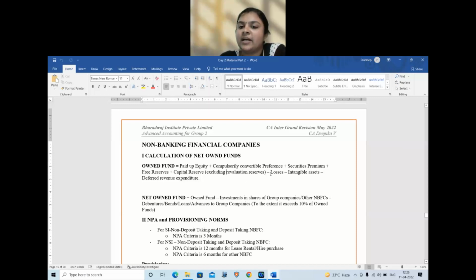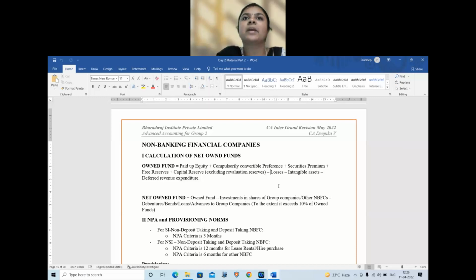Now, when you are adding profits, you need to subtract losses. So minus loss, minus intangible assets, minus deferred revenue expenditure. This is your net capital available, which is owned funds. Now, what is the difference between owned funds and net owned funds? Owned funds is the company's funds available for equity shareholders, whereas net owned funds is the company's funds available for equity, excluding financial transactions with related parties like subsidiaries and other NBFCs.